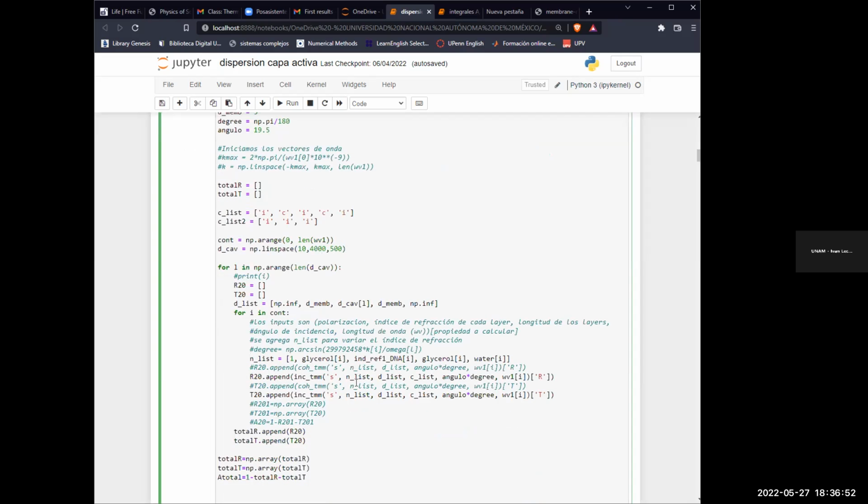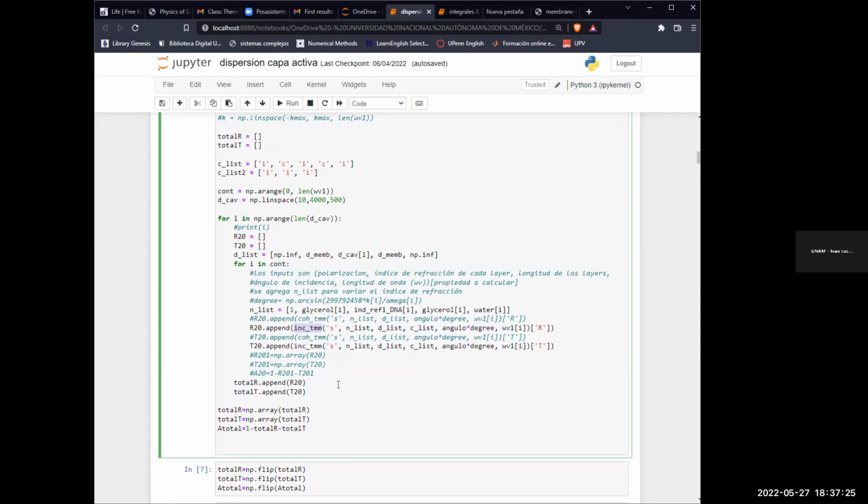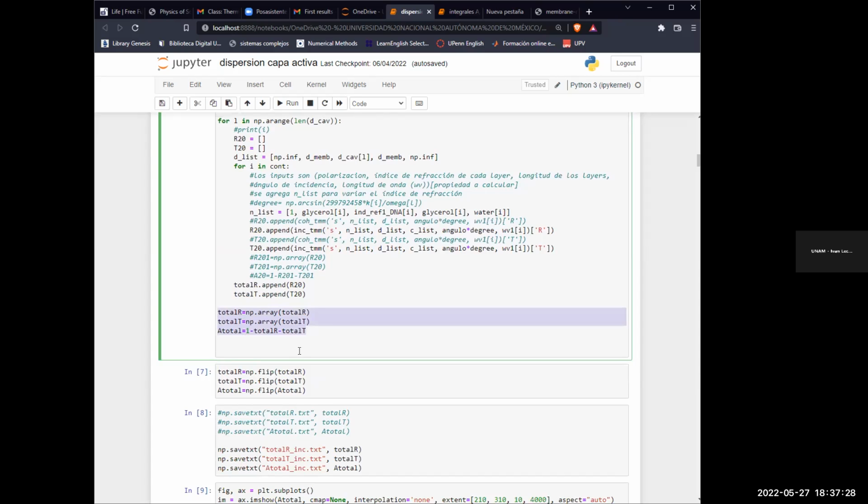And I'm using a Python library, this is the function, TMM, transfer matrix method. That's the name of the algorithm to analyze the optics of this multilayered media. This library was programmed by someone at MIT, so it works well. So I'm measuring the reflectance, transmittance, and absorbance of the system.